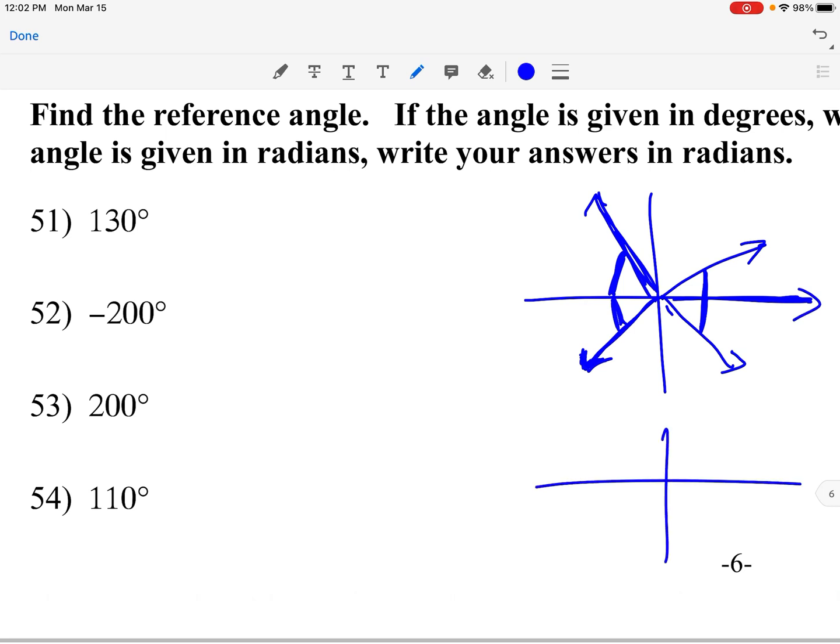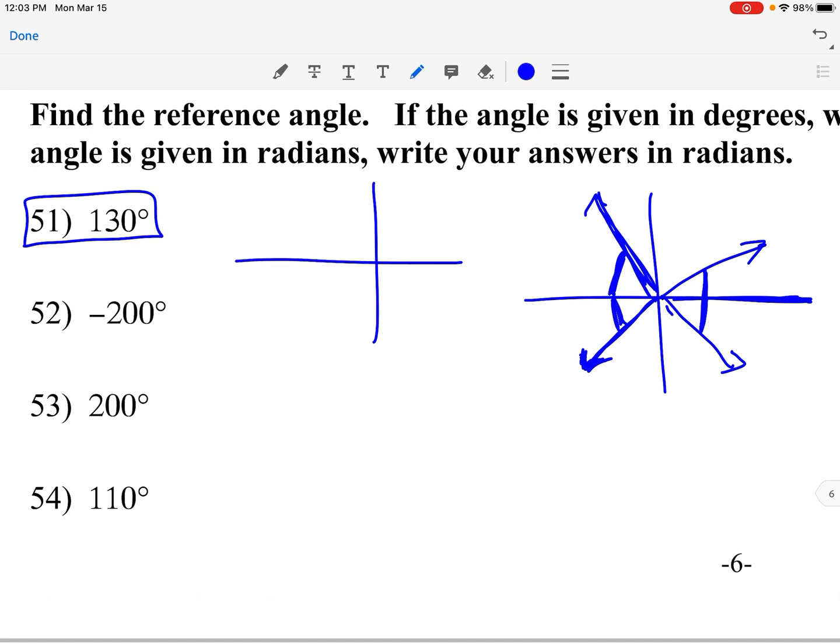Even if it's really close to the y-axis, a lot of people are tempted to go to the y-axis, but you can't. You have to go to the x-axis. So it's always acute, so less than 90, and it's always positive. So let's look at one of these. Let's look at 130 degrees.